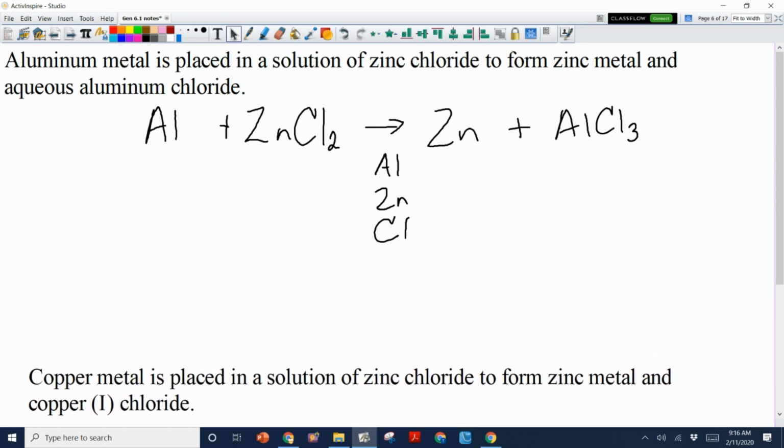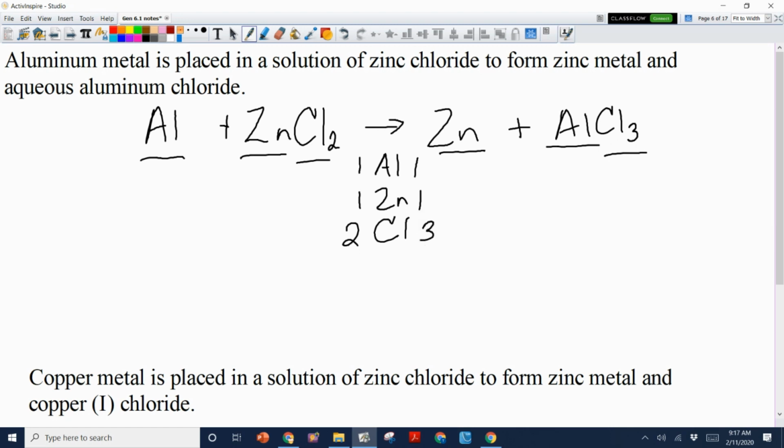We know that that does not take place from yesterday's notes, so we're not even going to balance that because that reaction doesn't happen. All right, one aluminum here, one aluminum here. That checks out so far. One zinc here, one zinc here. That checks out so far. Two chlorines here. Three chlorines here.